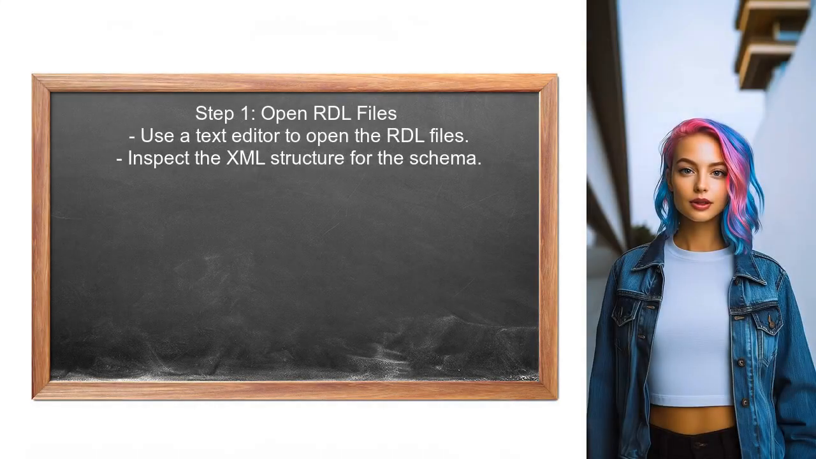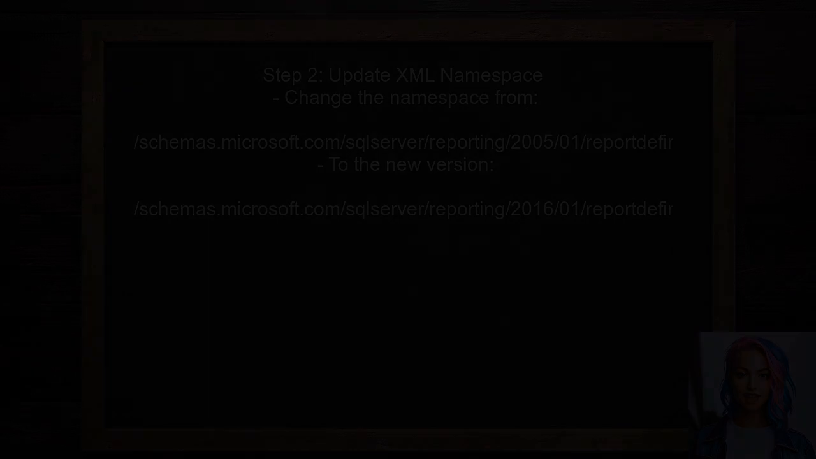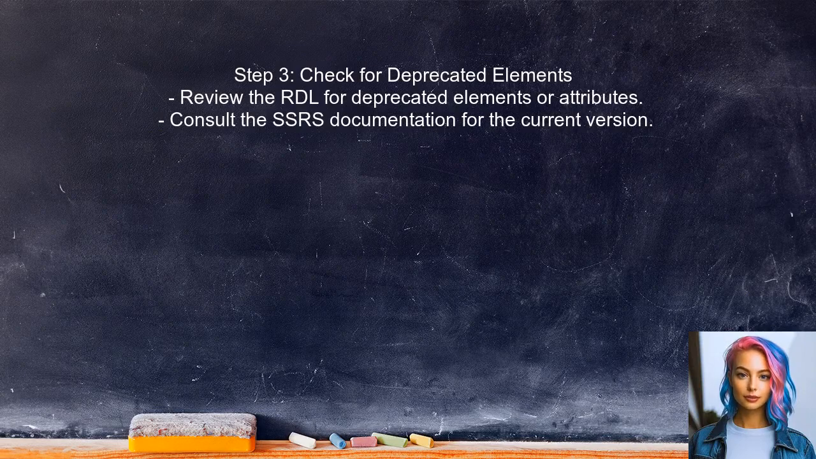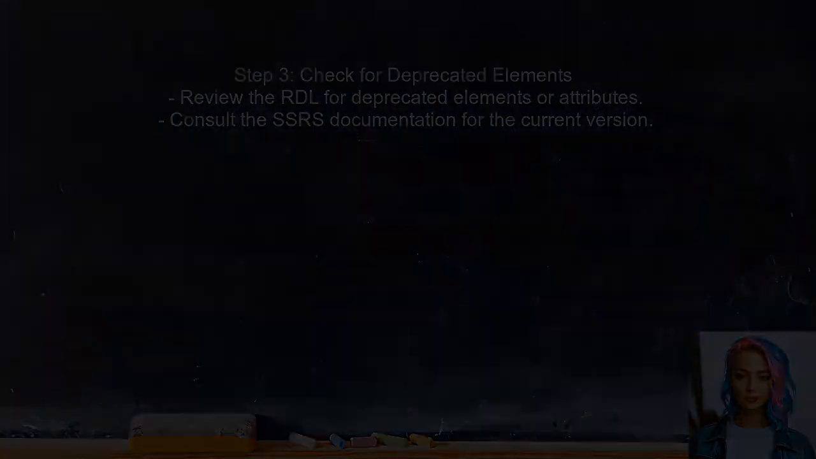To begin upgrading the reports, the user should first open the RDL files in a text editor. This will allow them to inspect the XML structure of the files. Next, the user needs to update the XML namespace in the RDL files. They should change the namespace from the old version to the new version that corresponds to the current SSRS. After updating the namespace, the user should also check for any deprecated elements or attributes in the RDL files. This may require consulting the SSRS documentation for the current version.